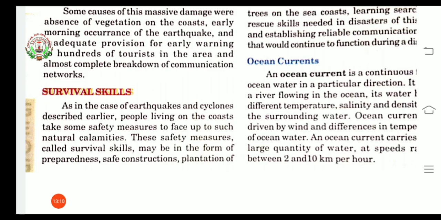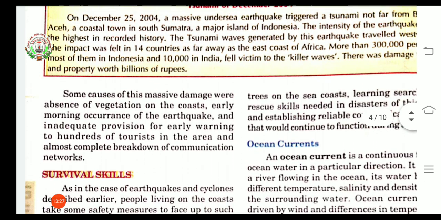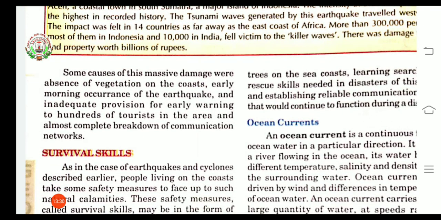Second is self-construction. If any damage is caused by natural calamities, then they will be able to reconstruct or do the construction on their own. Third is plantation of trees on the sea coast. As we have learned, the tsunami was so damaging because there was no vegetation near the coast. So people can plant more trees on the sea coast so that it can check the earthquake or tsunami impact.